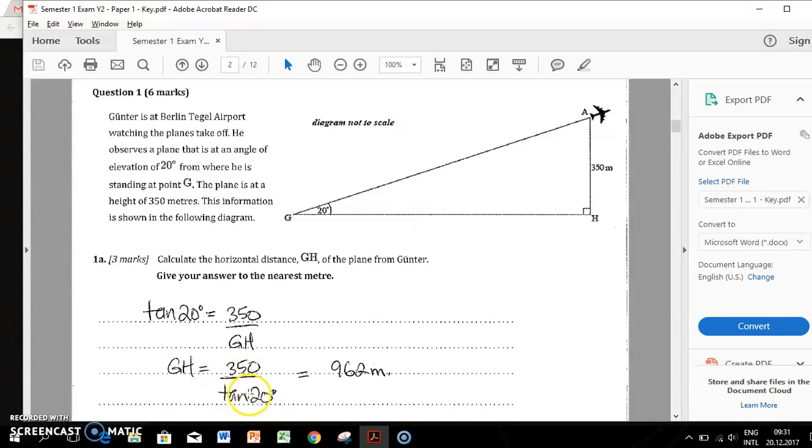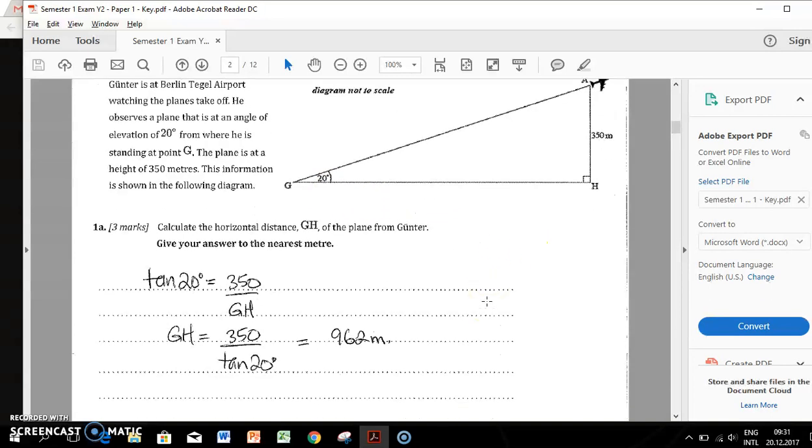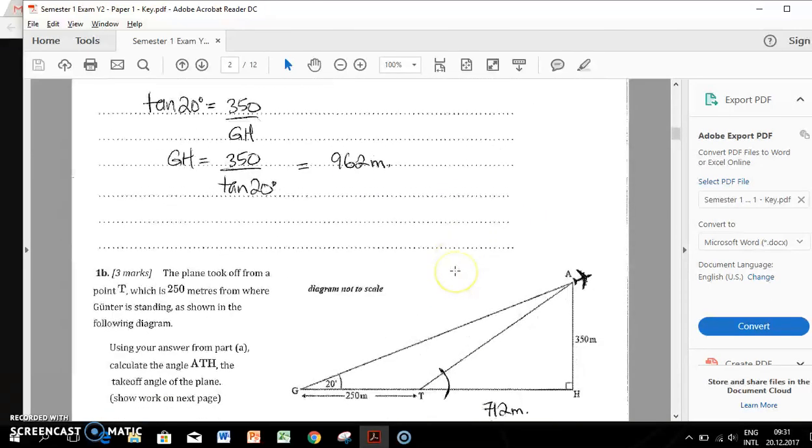When you punch this in your calculator, 350 over tangent of 20 degrees, you get 962 meters. So that's told us that this distance here is 962 meters. That answers the first question. Let's go on to 1b.